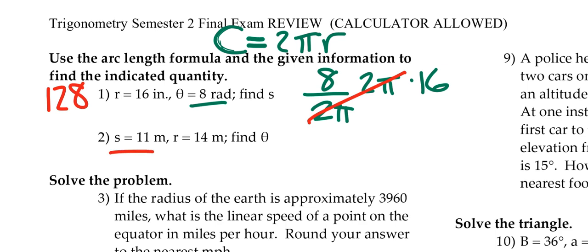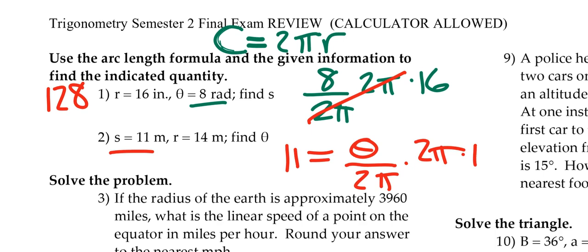This time they give me the arc length, 11. They do not give me theta. Okay, so we know it's theta over 2 pi times 2 pi times the radius, which is 14.